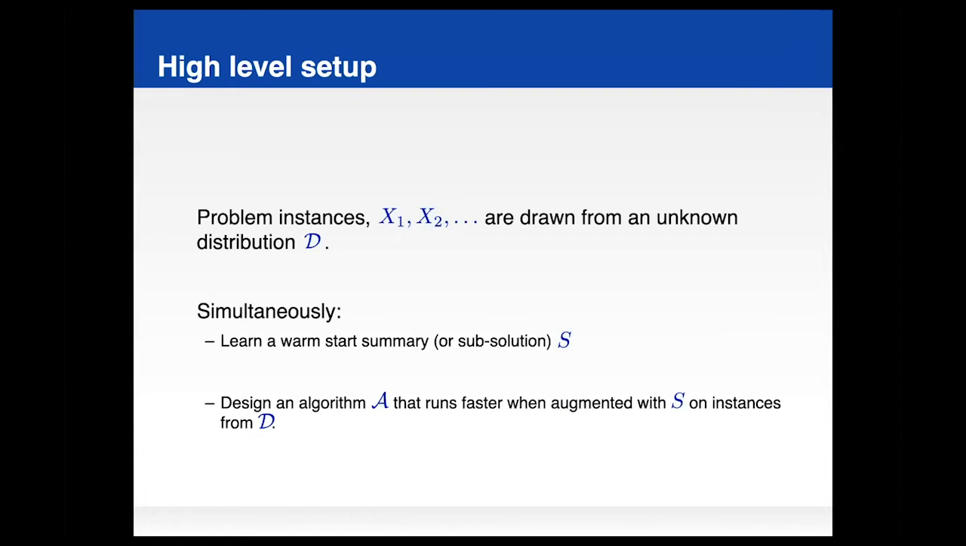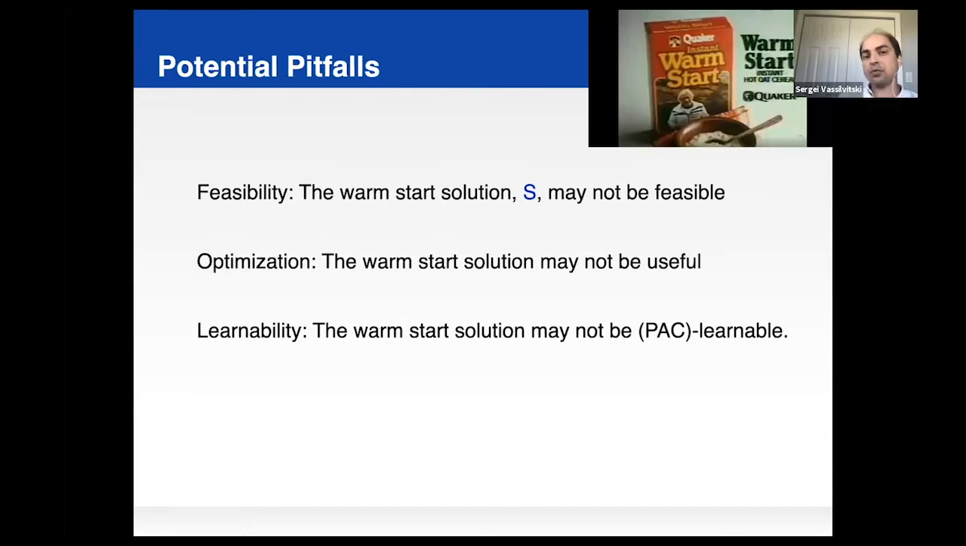Right. Great. So what are the things that we're going to look for? There's kind of three different directions that we need to hit. One is, what is this warm start solution S? It might be, is it even feasible for the instance that I have? If it's a sub-solution, how do I wrangle it to make it something that's useful?